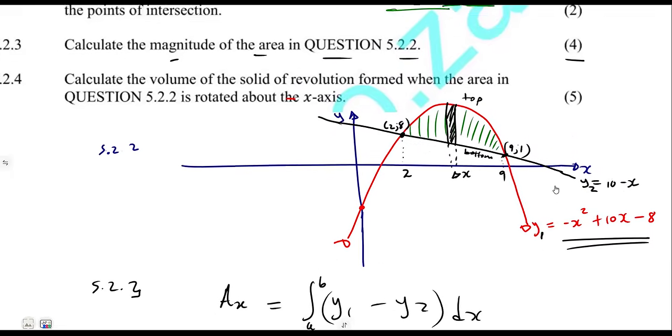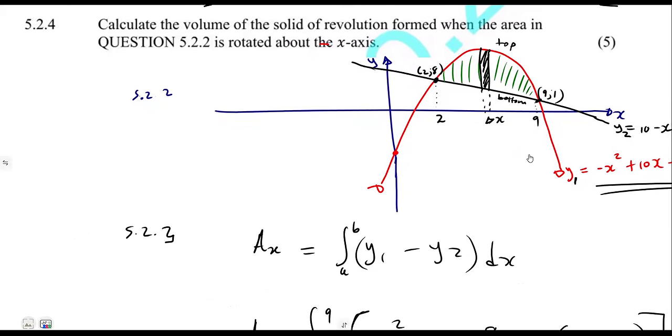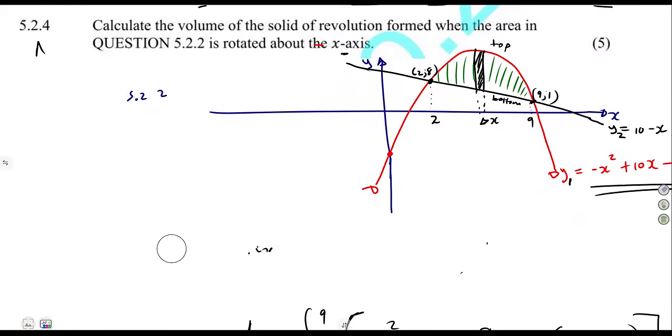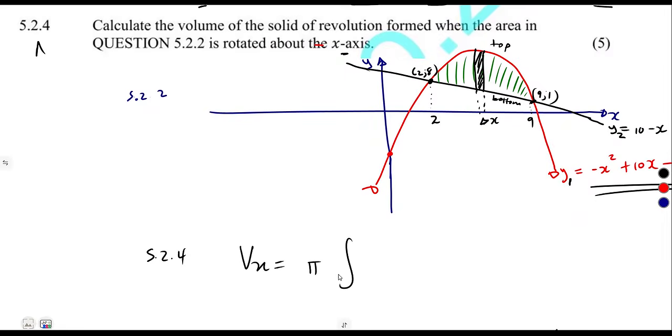So same as the volume rotated about the x-axis on 5.24, we can have the volume calculated from our integration again. This is the volume with respect to x. So that's pi times the integral of the top y1 squared minus y2 squared with respect to x from a to b.